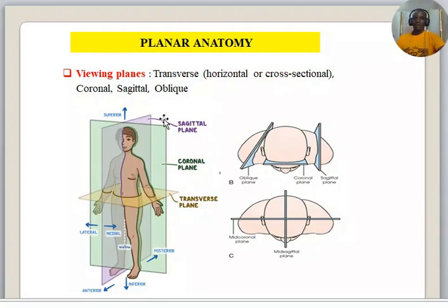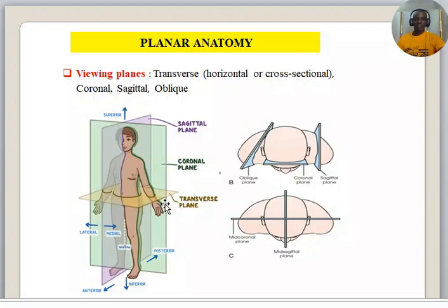So, plane anatomy. When you talk of plane anatomy, this involves viewing planes, either transverse, horizontal, or cross-sectional. So we have coronal, we have sagittal, we have oblique. Now, the sagittal plane divides the body into right and left equal parts. So we have the right side and the left side of the body. That is sagittal. Then the transverse plane divides the body into inferior and superior parts at the middle.